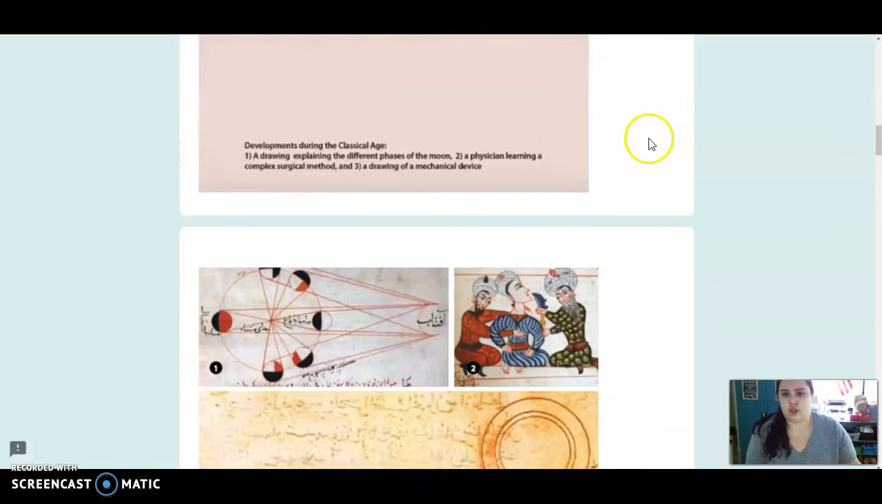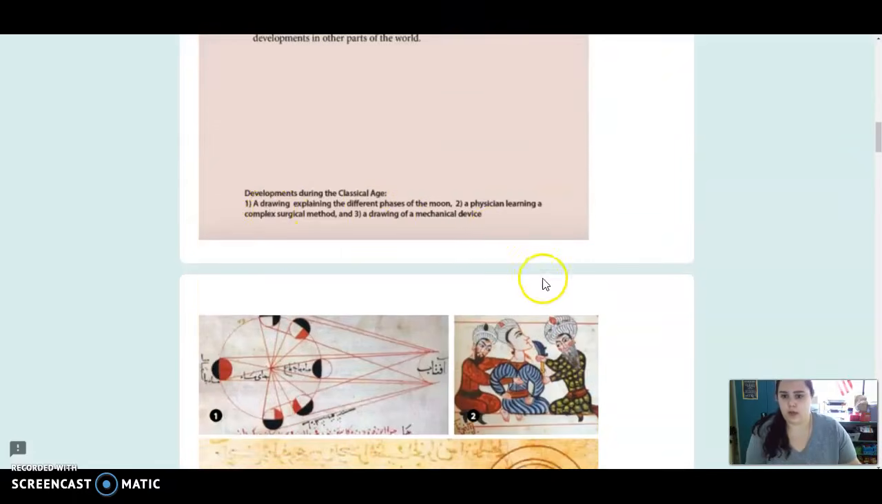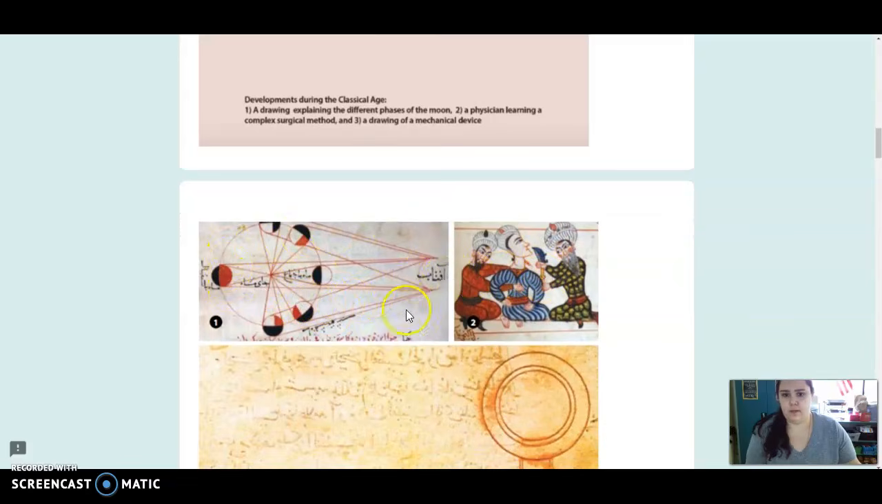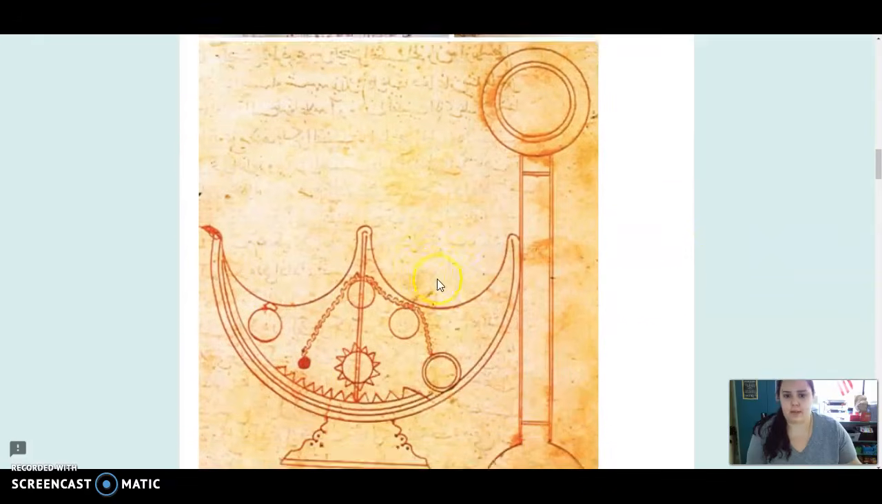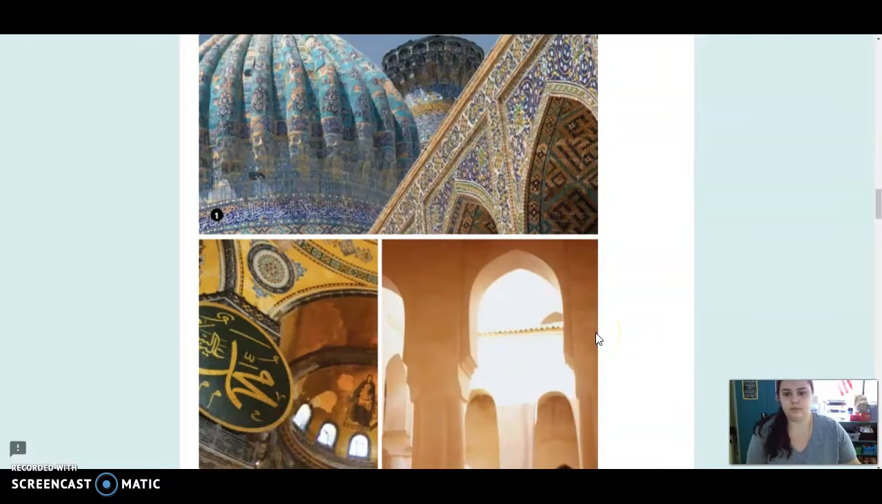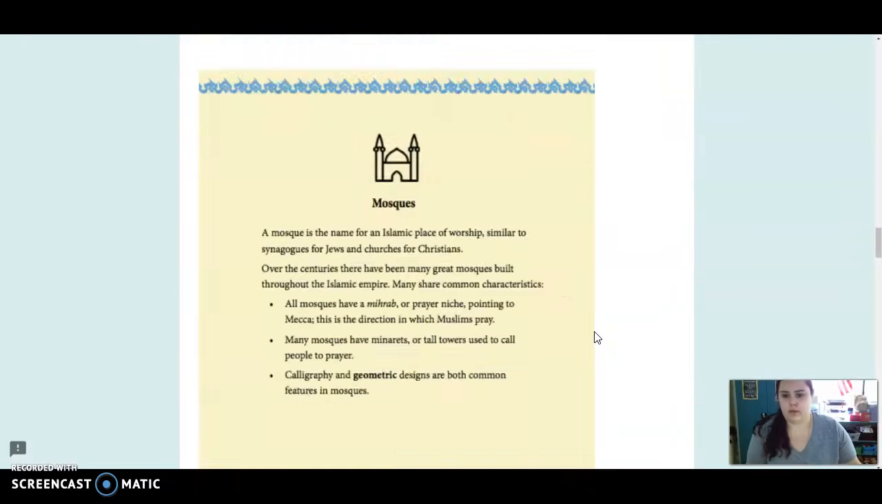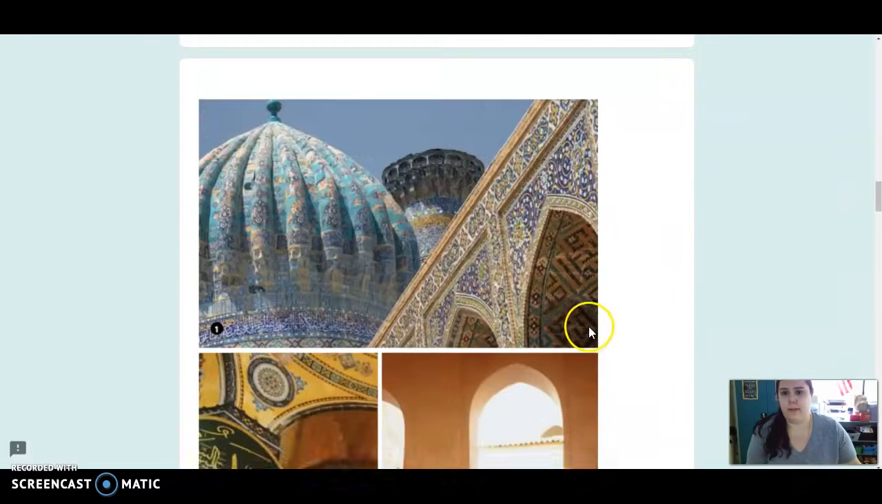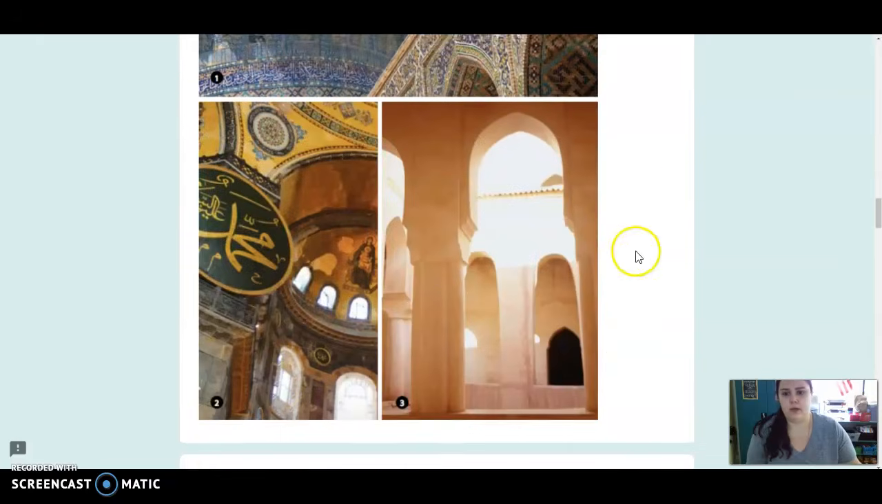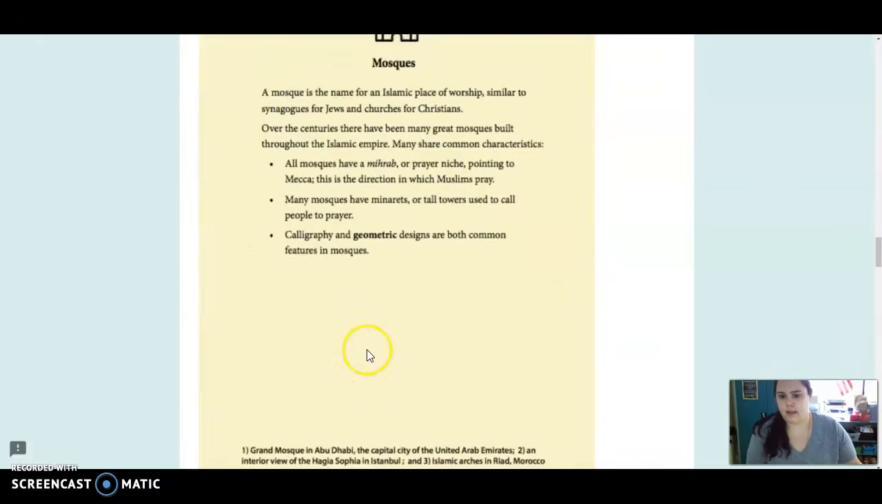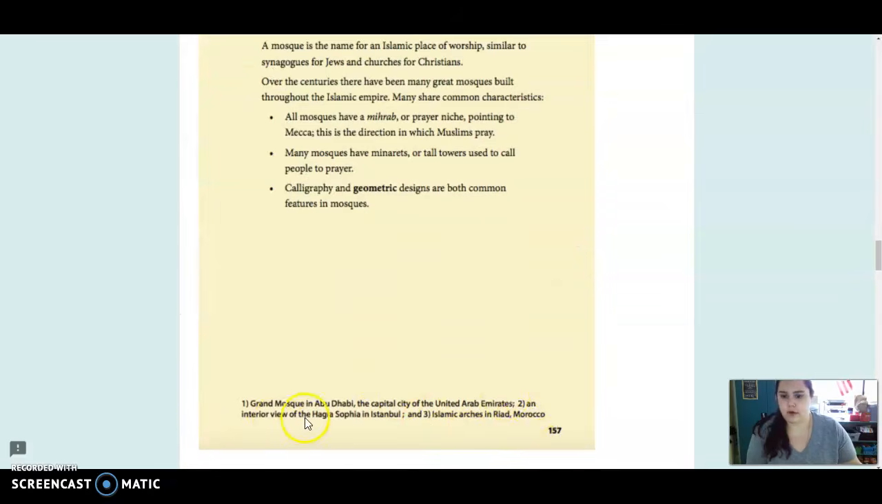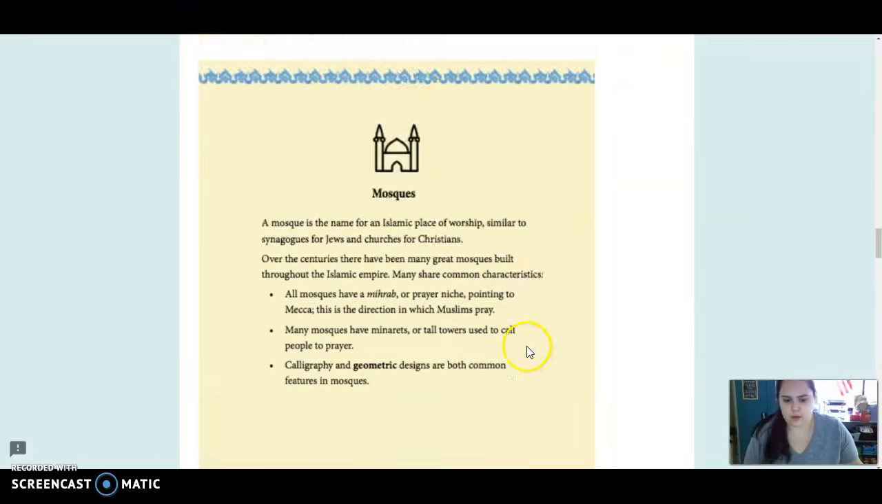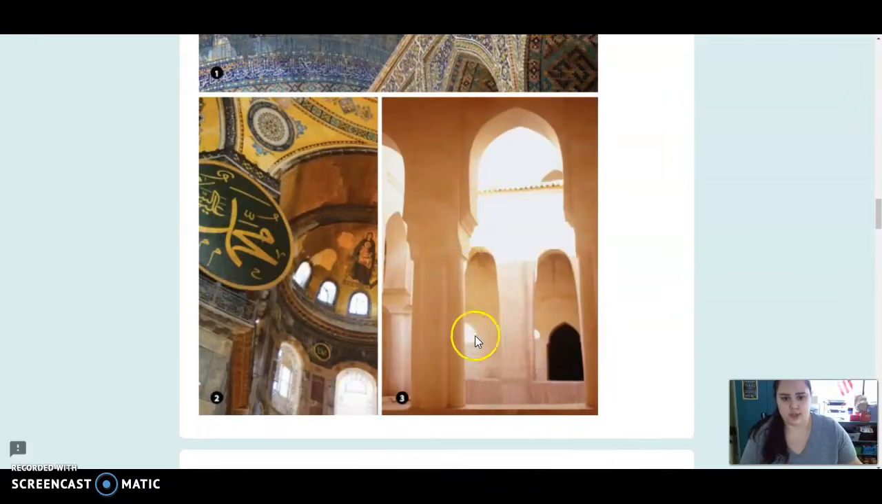Okay, this is showing a drawing explaining a different phase of the moon. This is a physician learning a complex surgical method, and this is a drawing of a mechanical device. Okay, we've got some more pictures here. This is the Grand Mosque in Dubai, number 1. Number 2 is an interior view of the Hagia Sophia in Istanbul. And the third one is showing Islamic arches.